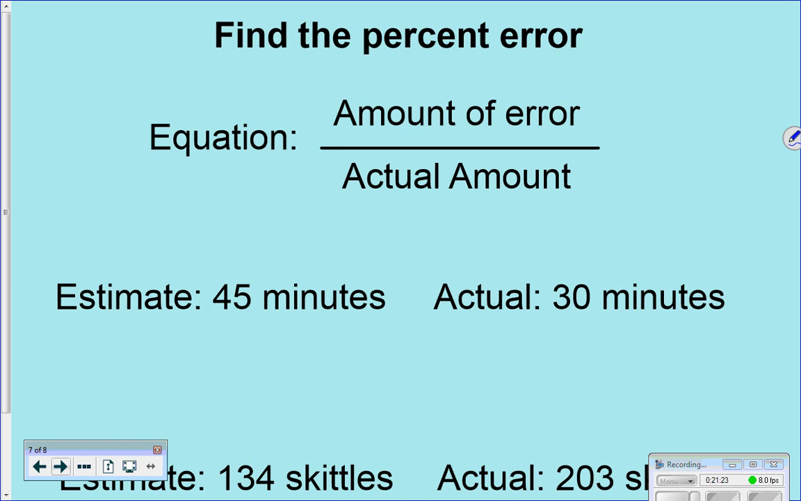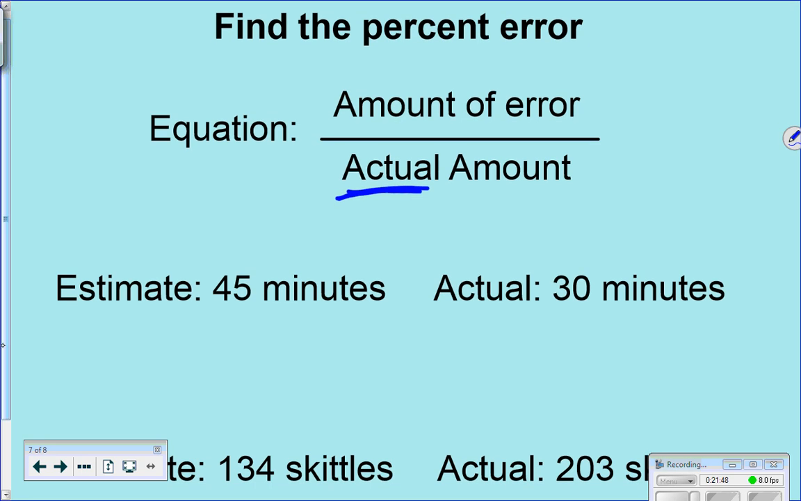Sometimes it might not deal with money. It's more like guessing things or time. It's most likely not dealing with money. The biggest difference is this: the actual amount goes on the bottom and not the original amount. That can screw kids up once in a while, because they might say the original amount was what I said would happen. Well, that's not true. We want to know how much was in that jelly bean jar, how long it took you to get to that place. Usually they're going to give you an estimate. They estimated 45 minutes, but it actually took 30 minutes to get somewhere.